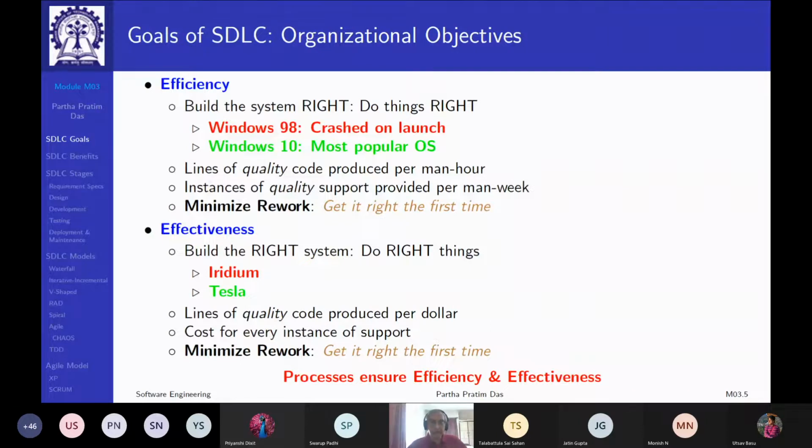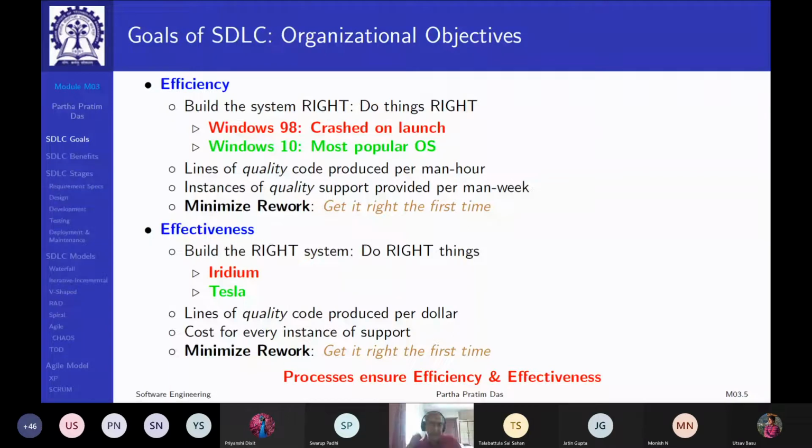In contrast, if you look at Tesla, the electric car, which also had a lot of doubts when it was launched about a decade or little more than a decade back, was the right system. Even though at that time, the perceived need of electric vehicle was not that high, the analysis of what should go into that product, what kind of features should be there was done well. So it was a right project to do. It's the right thing to do. Of course, it was done right as well. Right? So this is the effectiveness.